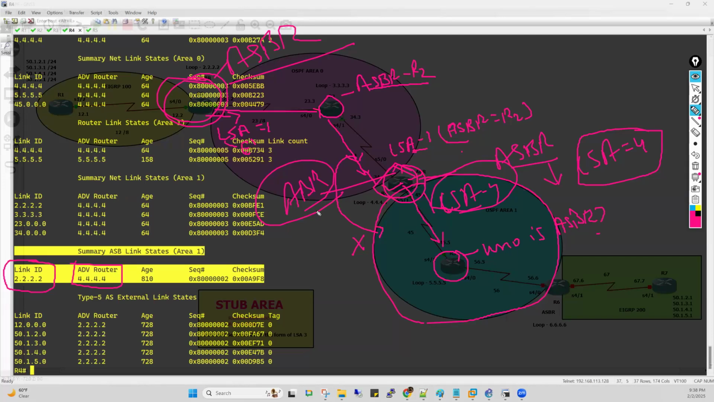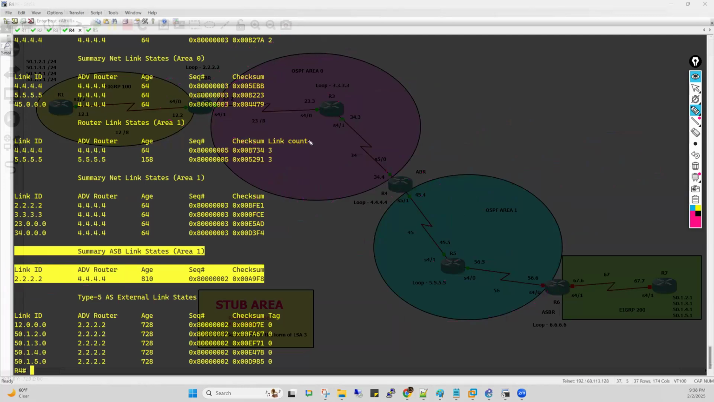Understand? Still not understanding? I am telling, see. This is the ASBR. This router generates LSA number 1. In LSA number 1, the E bit was on, right? The packet reaches this router. This router now knows who the ASBR is. Who is the ASBR? R2 is the ASBR because of the E bit, because of LSA number 1. Agree? Yes or no? This router forwards your LSA number 1 to this router.